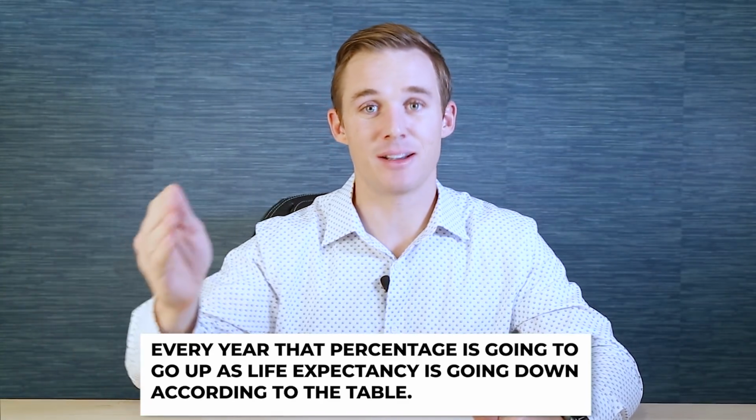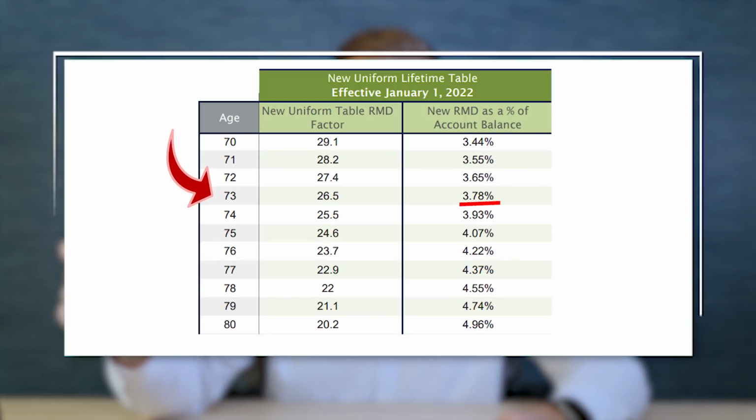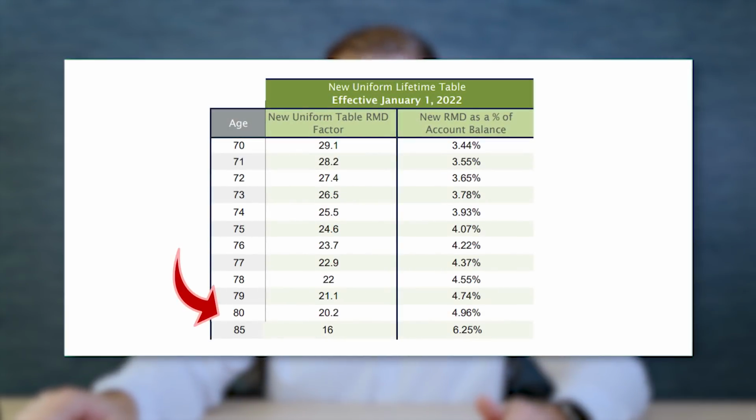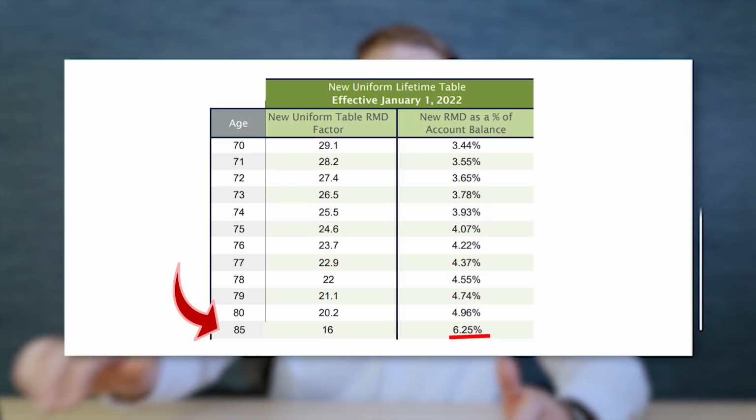But every year, that percentage is going to go up as the life expectancy is going down according to the table. So if we look at age 73, instead of having to take out 3.65% of your account balance, you're going to be forced to take out 3.78% of your account balance. So just a slight change, but it's a little bit higher than the year before. If you look out to later years, say age 80 for example, at age 80, you're going to have to take out 4.96% of your account balance. At age 85, you would have to take out 6.25% of your account balance. Now these numbers just increase and increase and increase.